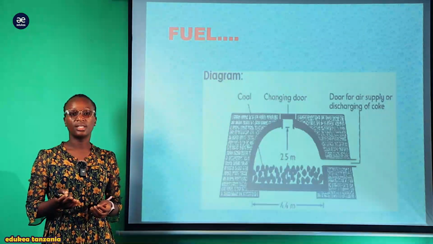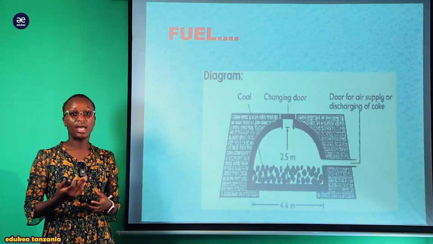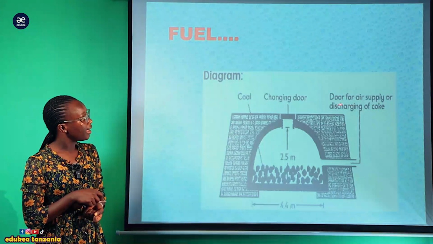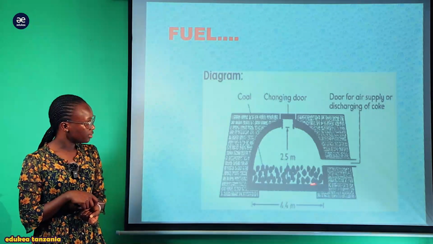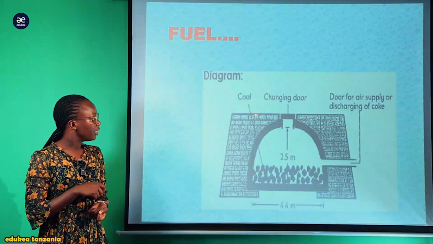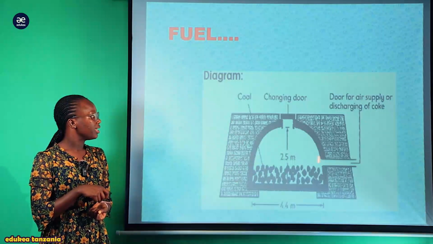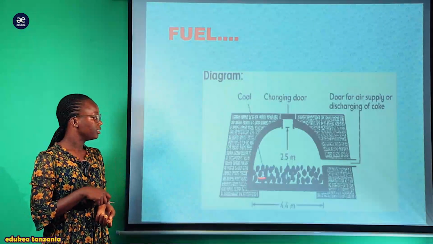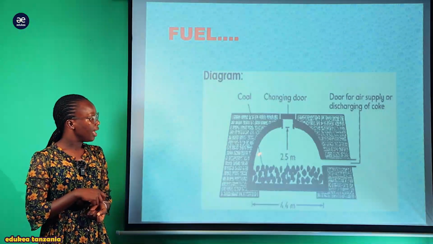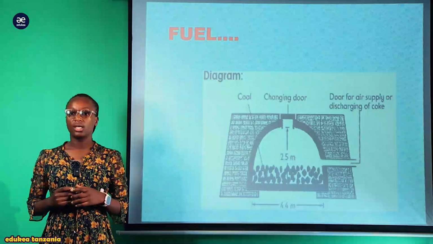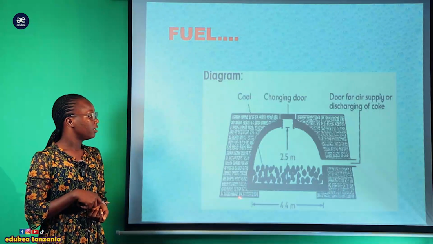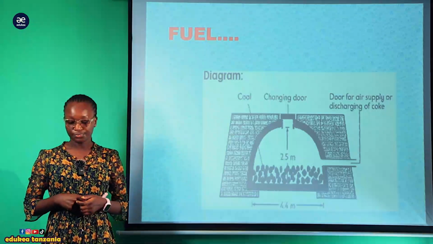And here this is the door for air supply or discharging of coke. And this is surrounded by bricks. Haya ni kama matofali ambayo yamezunguka hii sehemu. And as you can see here, it looks like a dome shape. So this is an example of the diagram which shows the beehive kiln for distillating the coal.